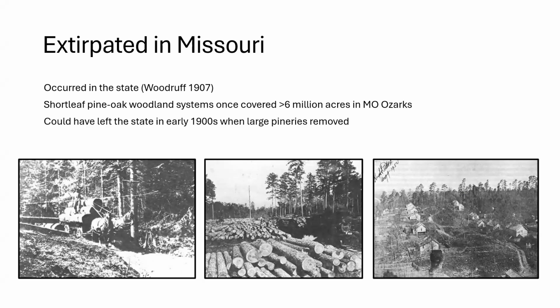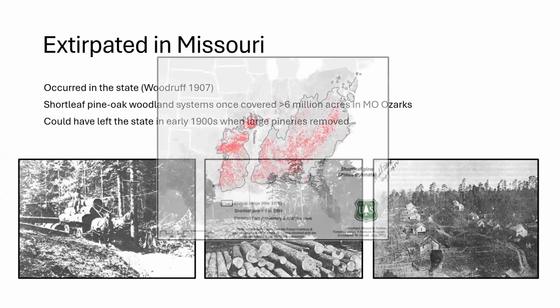And this bird likely lost or left the state when these pineries were removed. These are some historic photos of those pineries being removed. They could clear as many as 70 acres a day. So it was a really short-term, intense logging effort that made this habitat disappear, and likely the brown-headed nuthatch and the red-cockaded woodpecker as well.